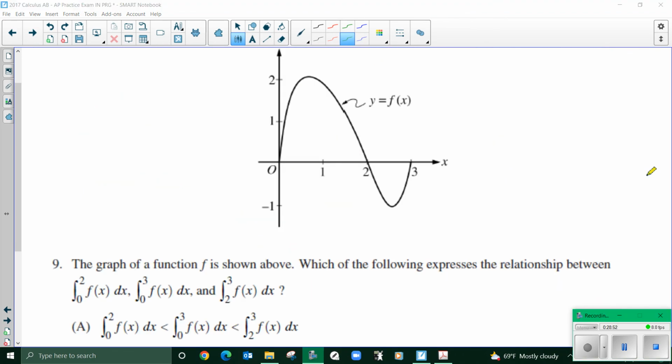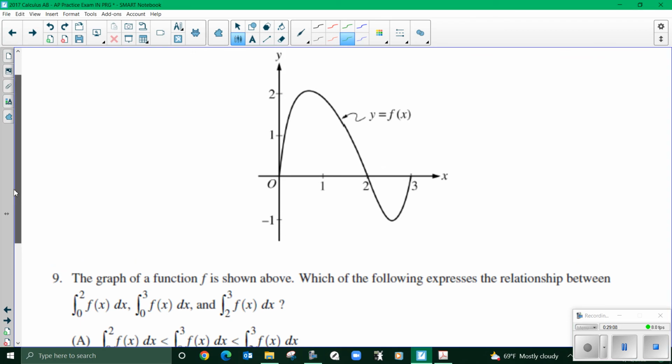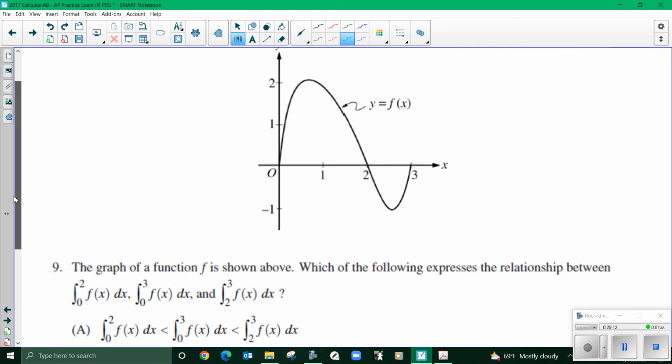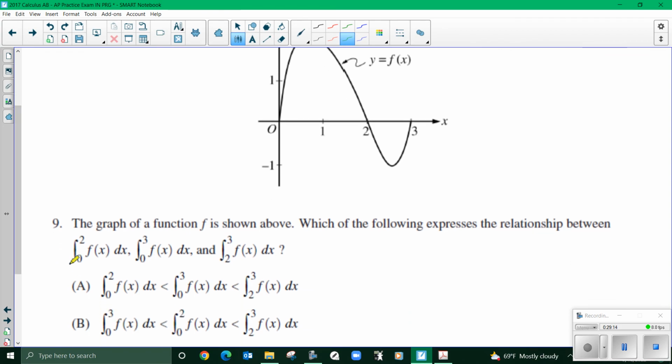Number 9. This one I like, and you know what? I like to get to use highlighters on this smartboard software. I love using highlighters, and they're going to come in handy here for number 9. So, lucky me. Number 9, the graph of the function f is shown above. Which of the following expresses the relationship between the integration from 2 to 0 of f of x, the integration from 3 to 0 of f of x, and the integration from 3 to 2 of f of x?